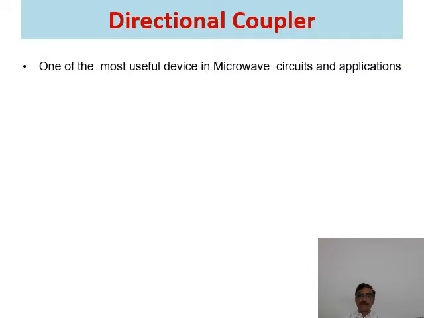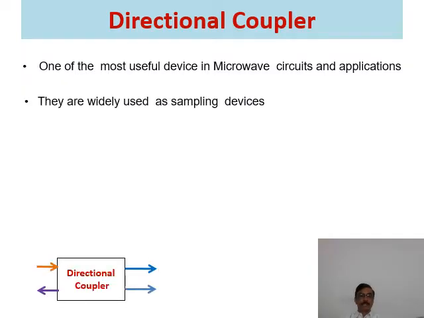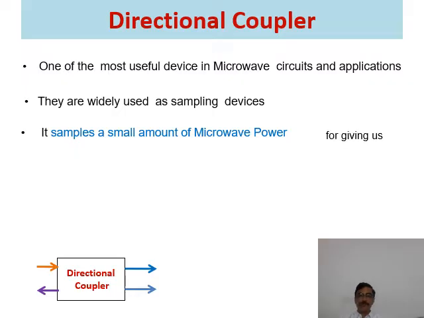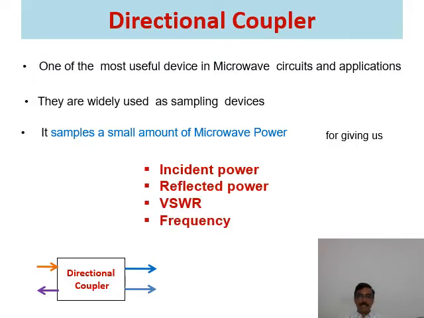One of the most useful devices in microcircuits and applications is the directional coupler. These directional couplers are widely used as sampling devices. What it does is sample a small amount of microwave power and give us four important parameters: incident power, reflected power, VSWR, and for monitoring purposes, frequency also.